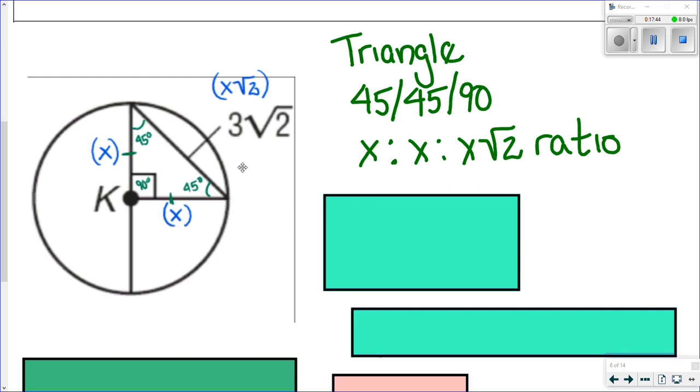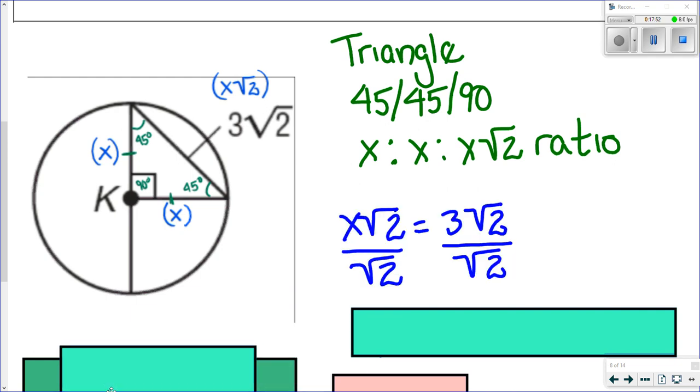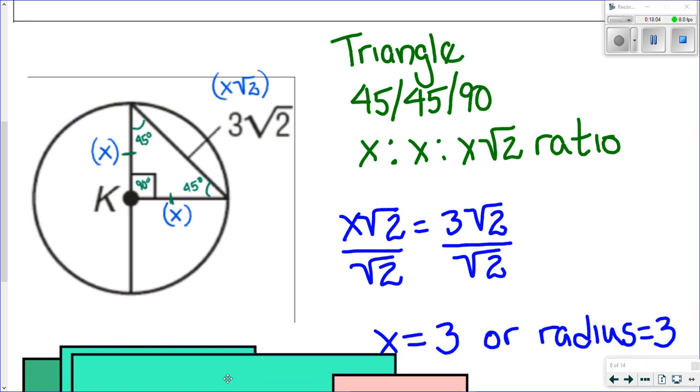Since we have one side that has a value, which is 3 square root of 2, we're going to set that ratio equal to that value. So I set it equal, and now I solve for x. I'm going to divide by square root of 2 on both sides, and it's simple. I can cancel it on both sides because there's one on top and one on the bottom, and I'm left with 3. So x equals 3. That means the radius is going to be 3.